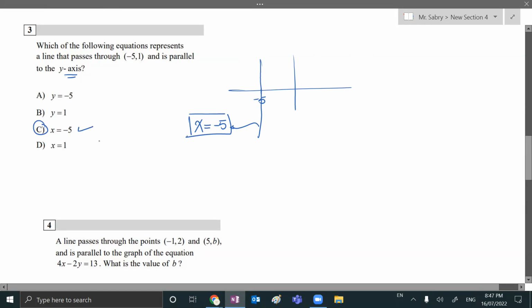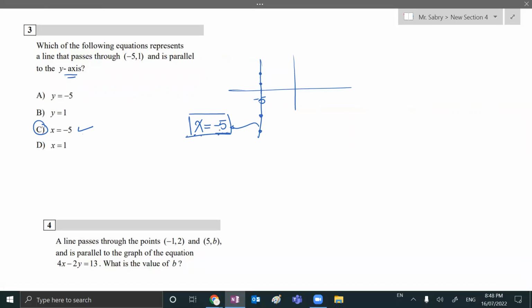And that, by the way, means that on this line, any point you pick will always have the x-coordinate as -5. The x will always remain -5, no matter what y is.